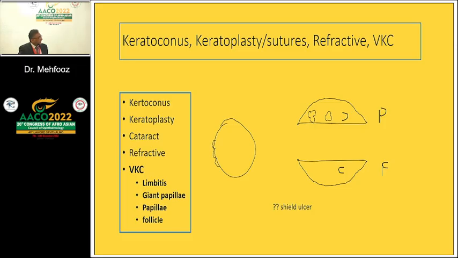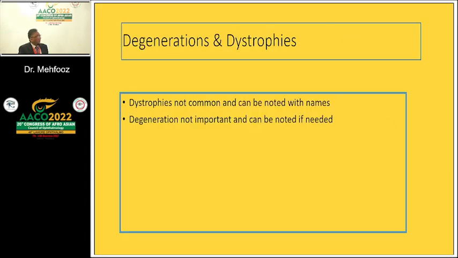These are the DKSA signs: limbitis, papillae, giant papillae and follicles. There are no signs for the dystrophies and degenerations because they are uncommon and you don't have to draw them. If there's a dystrophy or a degeneration that you want to mention, you can write it, because I first tried to make signs for them, but that was making it more confusing. So just to keep it simple and practical, we have done it just for the common corneal conditions and not for the degenerations and dystrophies.